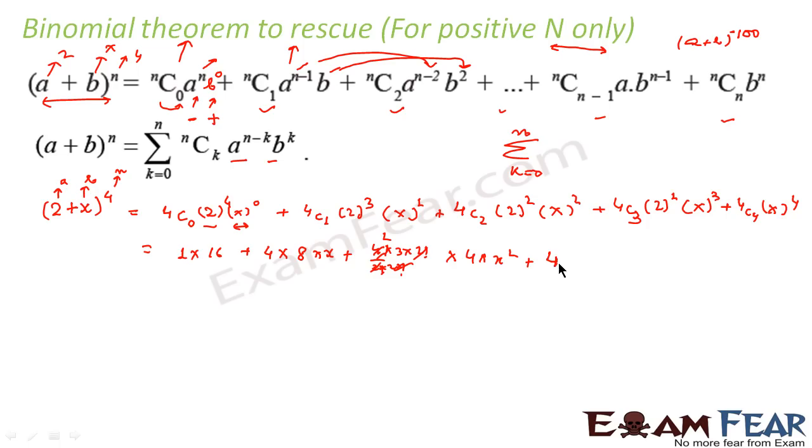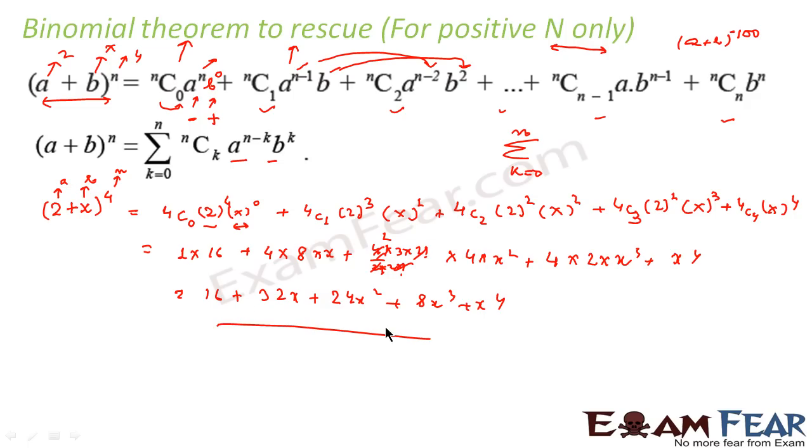4c3 is also equal to 4, into 2, into x cube, plus 4c4 is equal to 1, into x to the power 4. So this becomes 16 plus 32x plus 6 into 4, 24 x square, plus 8 x cube plus x to the power 4. So this is the expansion of 2 plus x to the power 4 using binomial theorem.